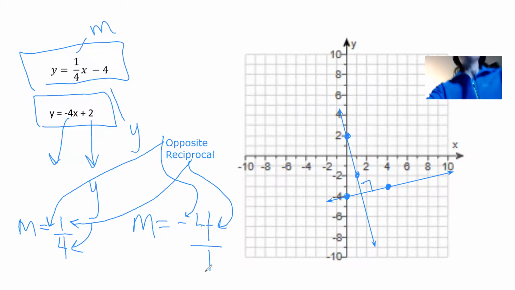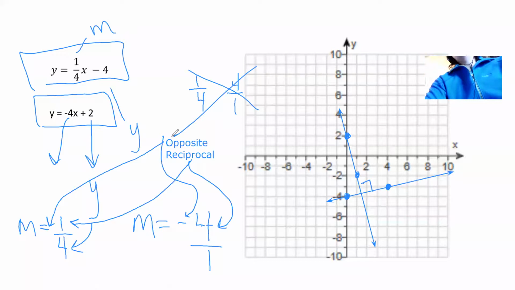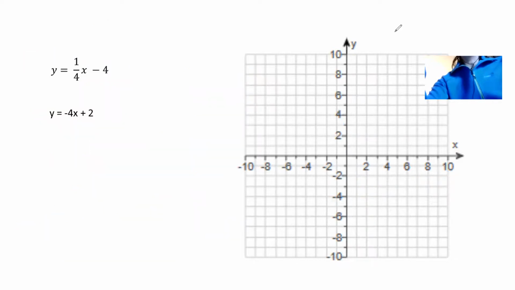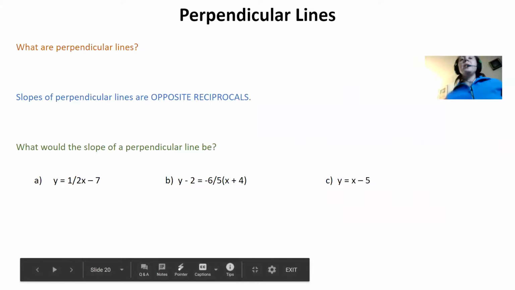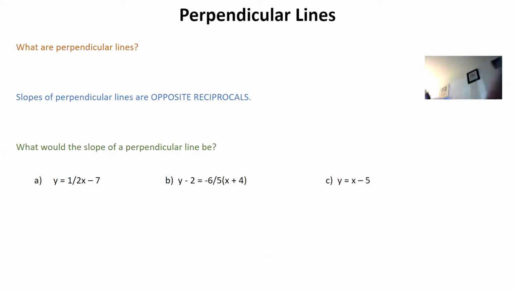Okay, so sometimes people get confused. They'll see 1/4 and 4/1, and they'll say, oh, perpendicular. No, not perpendicular, because that 4/1 is still positive. That would be neither. It's not anything if it is that. Okay, so what are perpendicular lines? The slopes of perpendicular lines are opposite reciprocals.